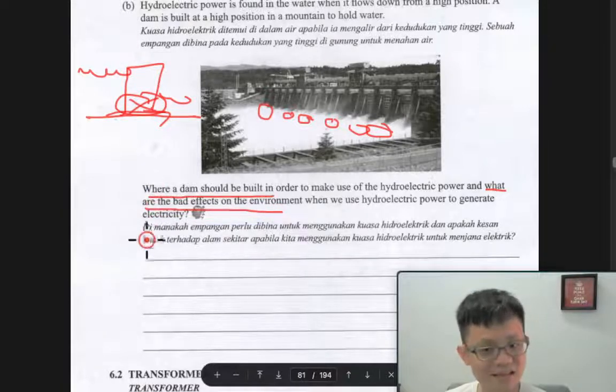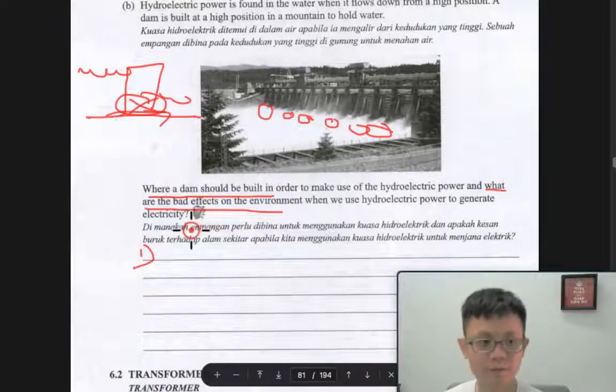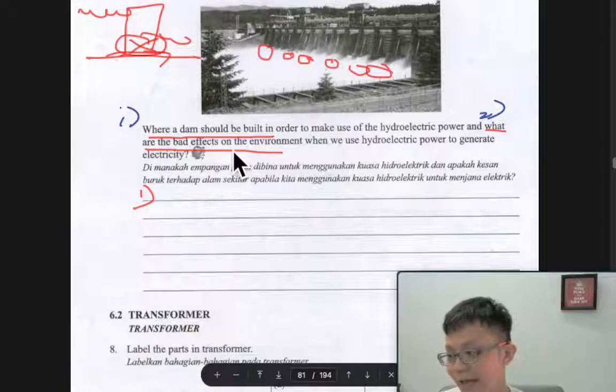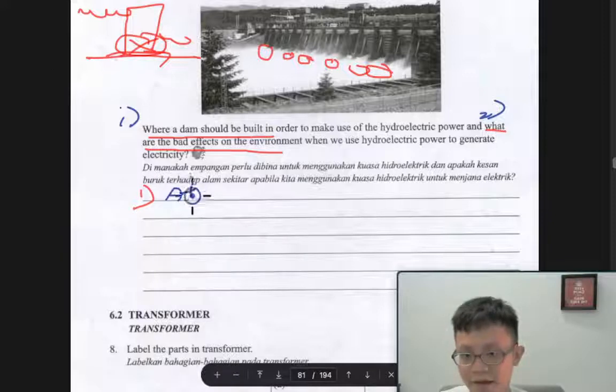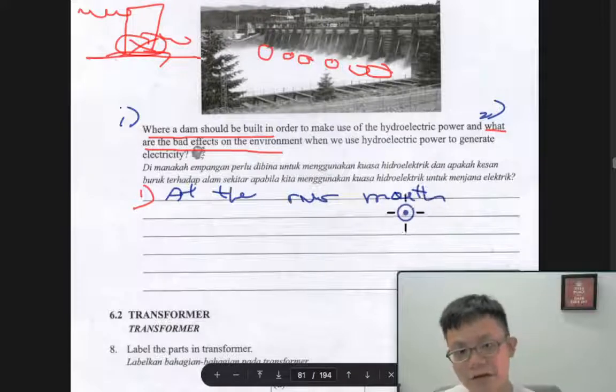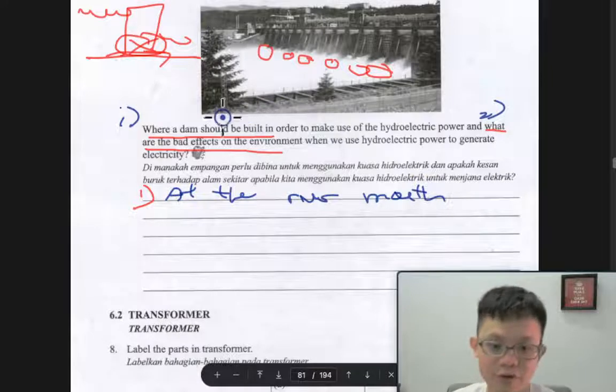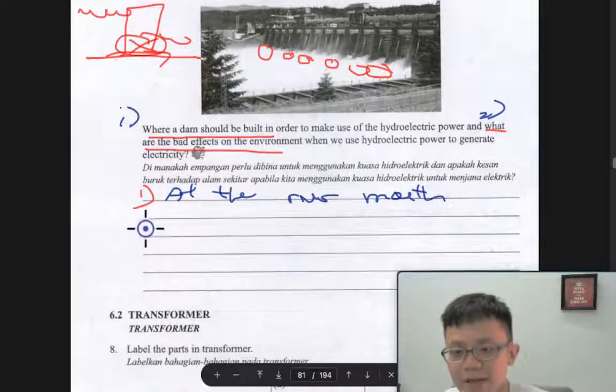So let us answer the first question, where the dam should be built. Of course the answer is river. Maybe we can say at the river mouth, okay? At the river mouth, where the water is coming out in a certain location. So obviously it will be built on a river.